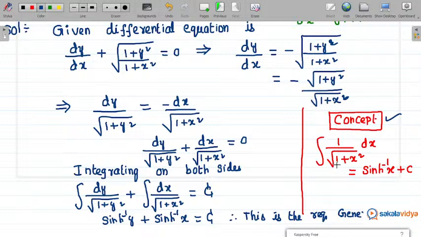Integral of 1 upon root of 1 plus x square dx is sinh inverse x plus c. So integral of dy by root of 1 plus y square is sinh inverse y, plus integral of dx by root of 1 plus x square is sinh inverse x, is equal to constant. This is the required general solution. Okay, let us move to the next question.